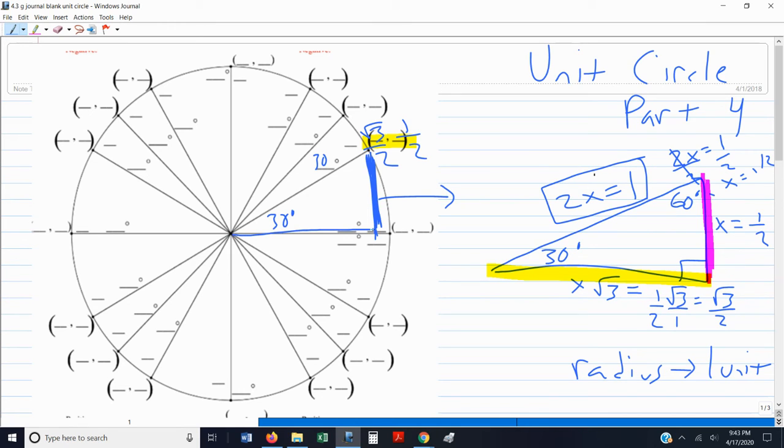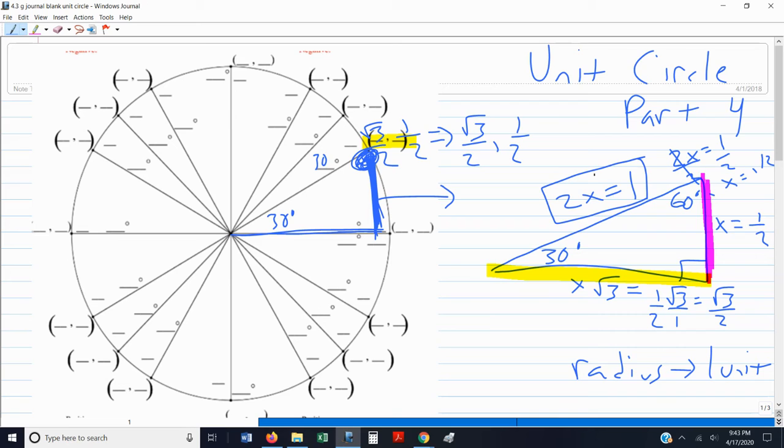So in order to get to that coordinate on the unit circle, we went over root 3 over 2. That's what I highlighted in yellow in the triangle. And we went up 1/2, and that's highlighted in magenta in the triangle. So that coordinate, I'm going to just write it a little bit nicer, is root 3 over 2 and 1/2.